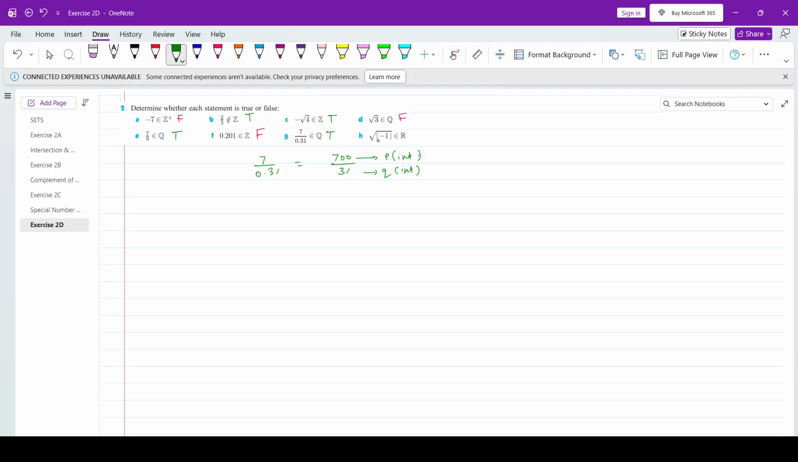Now square root of mod of -1. Mod of -1 will be +1. So square root of +1, that will be 1. 1 is a part of real numbers. So this is true. Let's move on to the next question.